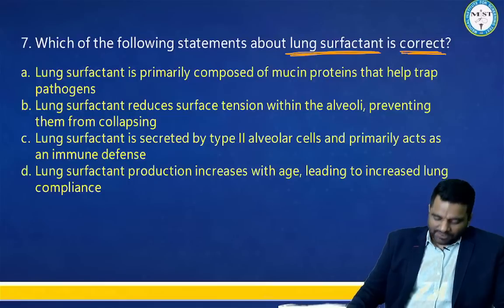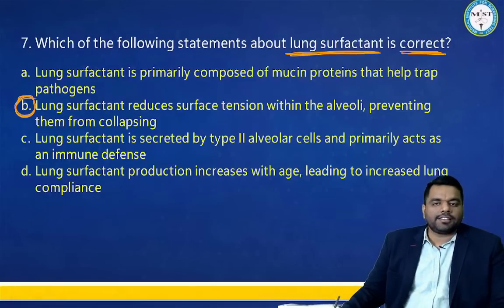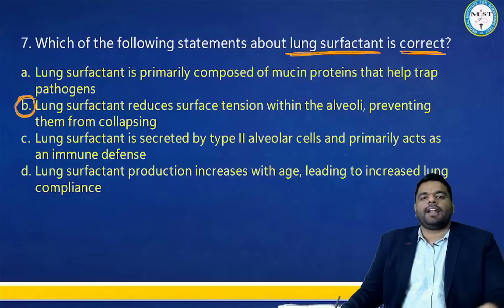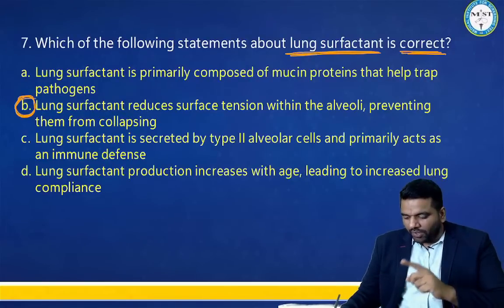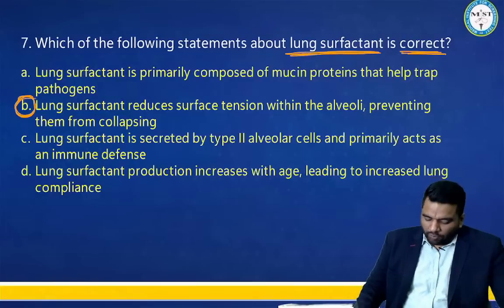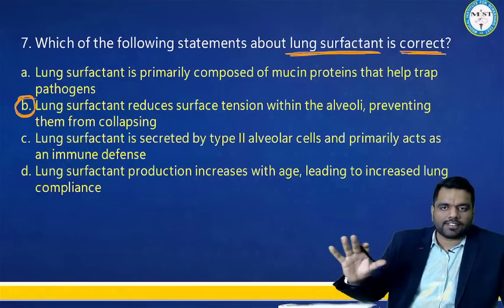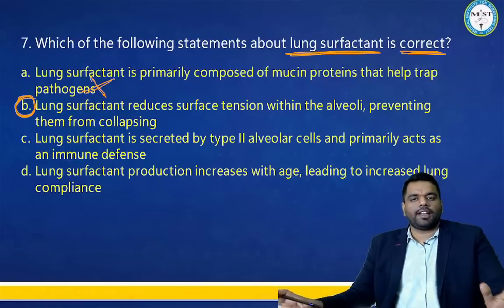Well done. So the right answer of this question is option B. That is, the lung surfactant reduces the surface tension within the alveoli and prevents them from collapsing. But somebody is saying B and C. But what is option C stating? I understand that option A is easily ruled out, nobody would choose that, right?